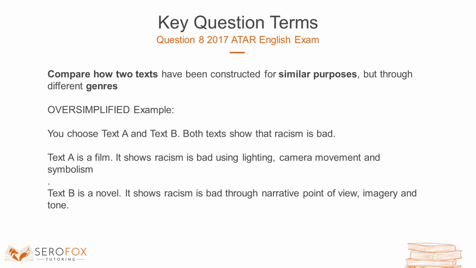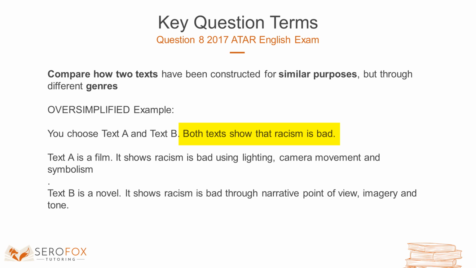Now imagine that I've picked two texts, text A and text B. They both have a similar purpose, and this purpose is to persuade the audience that racism is bad. Now since I'm a good student and I've actually studied for English, I know that first of all, text A is a film. It shows that racism is bad through lighting, camera movement, and symbolism. And I also know that text B is a novel, and it tells the audience that racism is bad through narrative point of view, imagery, and tone.